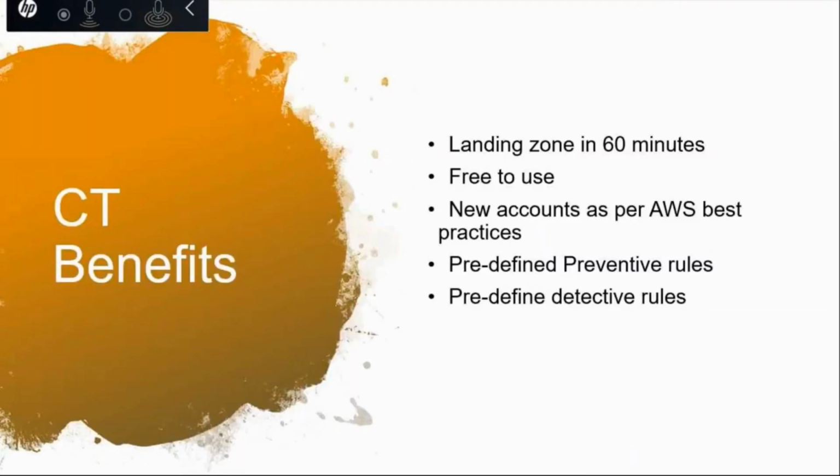So the Control Tower benefits: you can create a landing zone in 60 minutes, within 1 hour, and there is no cost involved. Maybe when you're creating Control Tower, it may cost you around $5 to $10 because it will configure AWS CloudTrail and AWS Config, right? So Config rules will be a bit costly. That's why you will get a bill of around $5 to $10 for the master account.